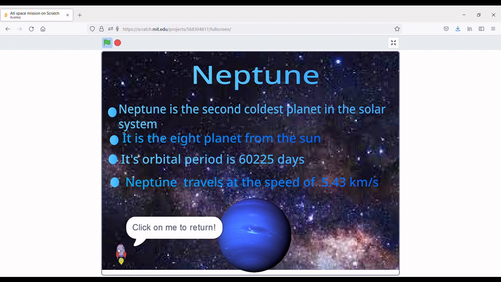Neptune. Neptune is the second coldest planet in the solar system. It is the eighth planet from the sun. Its orbital period is 60,225 days. Neptune travels at the speed of 5.43 kilometers per second.